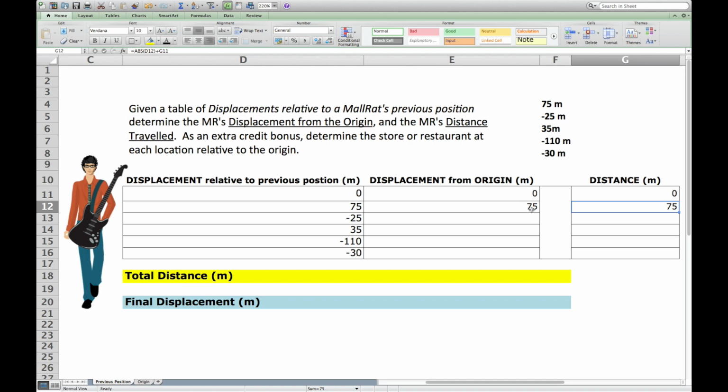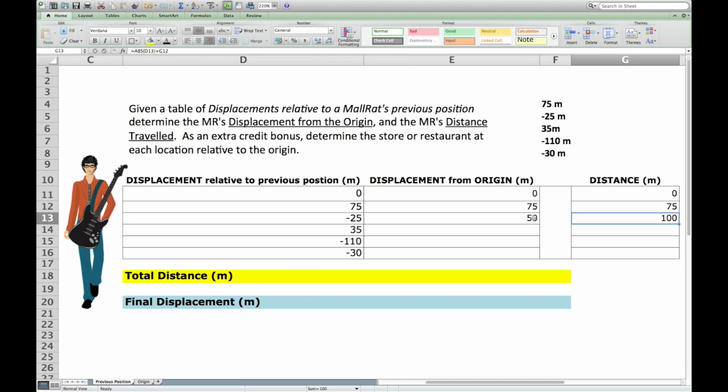Next, we're at position 75. We're going to move negative 25. And so our displacement from the origin will be 75 minus 25, or 50. What is the distance traveled? Well, it's going to be 100 meters, because we've traveled 75 meters in the positive direction and 25 meters in the negative direction. In total, 75 and 25 is 100. Okay, and notice that this is always positive. It's always going to increase.